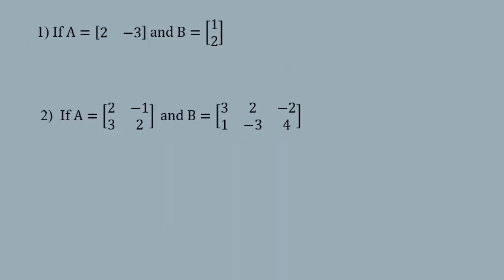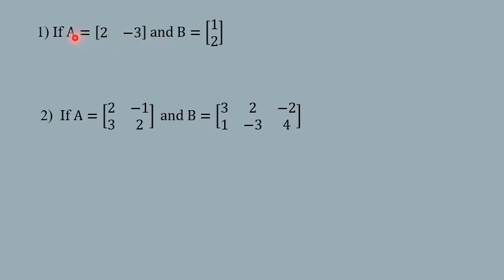Now here two examples are given. In example number 1, matrix A is a row matrix whose order is 1 by 2 and B is a column matrix whose order is 2 by 1. And in the second example the order of matrix A is 2 by 2, that means it is a square matrix, and the order of matrix B is 2 by 3 since this matrix contains 2 rows and 3 columns. And now we are going to find the product of these two matrices.